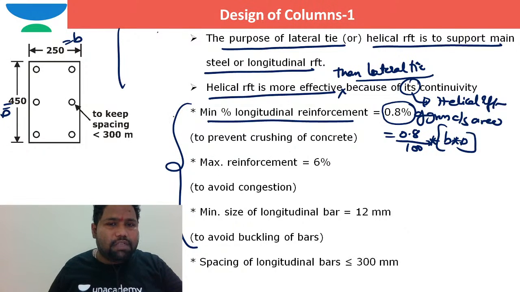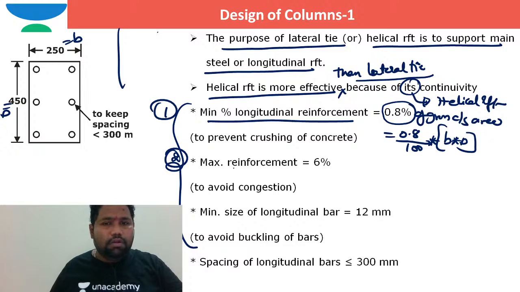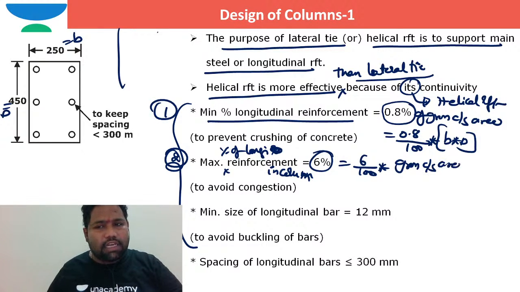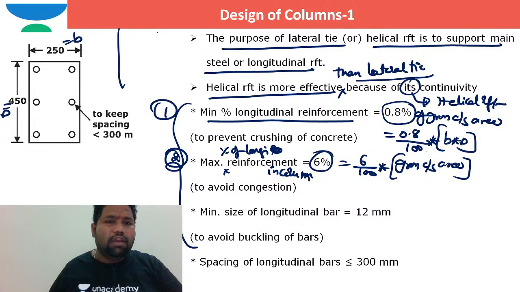So some people will ask, sir, what is the maximum percentage of longitudinal reinforcement in a column? The maximum percentage of longitudinal reinforcement in a column is 6 percentage of cross sectional area. So I can write 6 by 100 times of cross sectional area. The cross sectional area we can write as B times D when the cross section shape is a rectangle. When it is a circular section, the cross section area formula will be different, right?